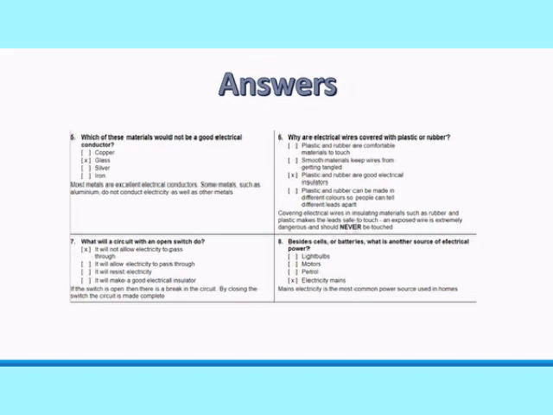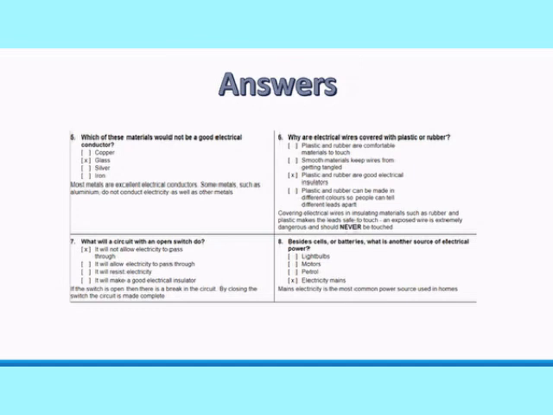Question 6 was, why are electrical wires covered with plastic or rubber? Well, plastic and rubber are good electrical insulators. Covering electrical wires in an insulating material such as rubber and plastic makes the lead safe to touch. An exposed wire is extremely dangerous and should never be touched.